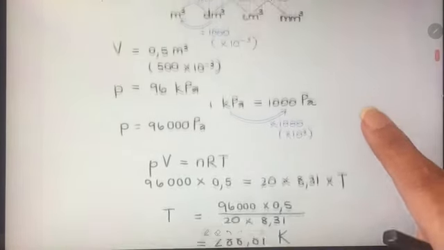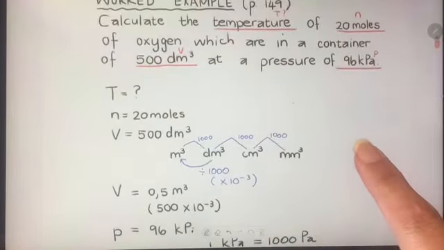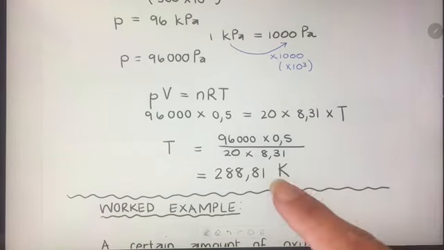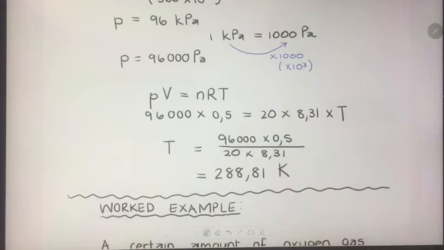And because they just say calculate the temperature, we've got a temperature answer in Kelvin. So this is where you stop. If the question was calculate the temperature in degrees Celsius, you would have done all of this, and then the extra step would just be to convert the Kelvin to degrees Celsius.